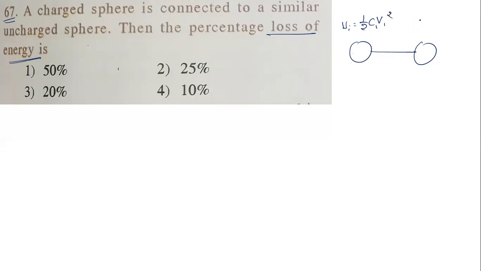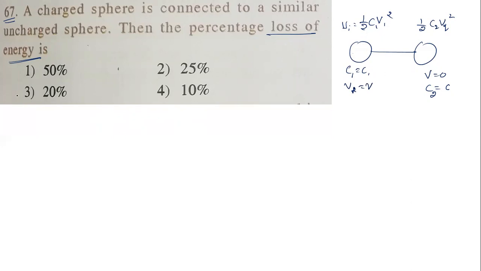Initial energy of this one is how much now? Half C2V2 square, right? Since it is uncharged, potential is 0, and capacitance C2 is C because the capacitors are identical. Its capacitance C1 is C and is going to charge to what now? Potential V1 as V. We don't know how much potential V is, so we take it as V.